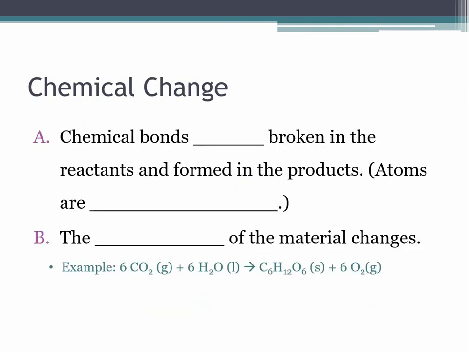Chemical changes, once again, go hand in hand with that. In a chemical change, chemical bonds are broken in the reactants and they are formed in the products, which means the atoms are rearranged.